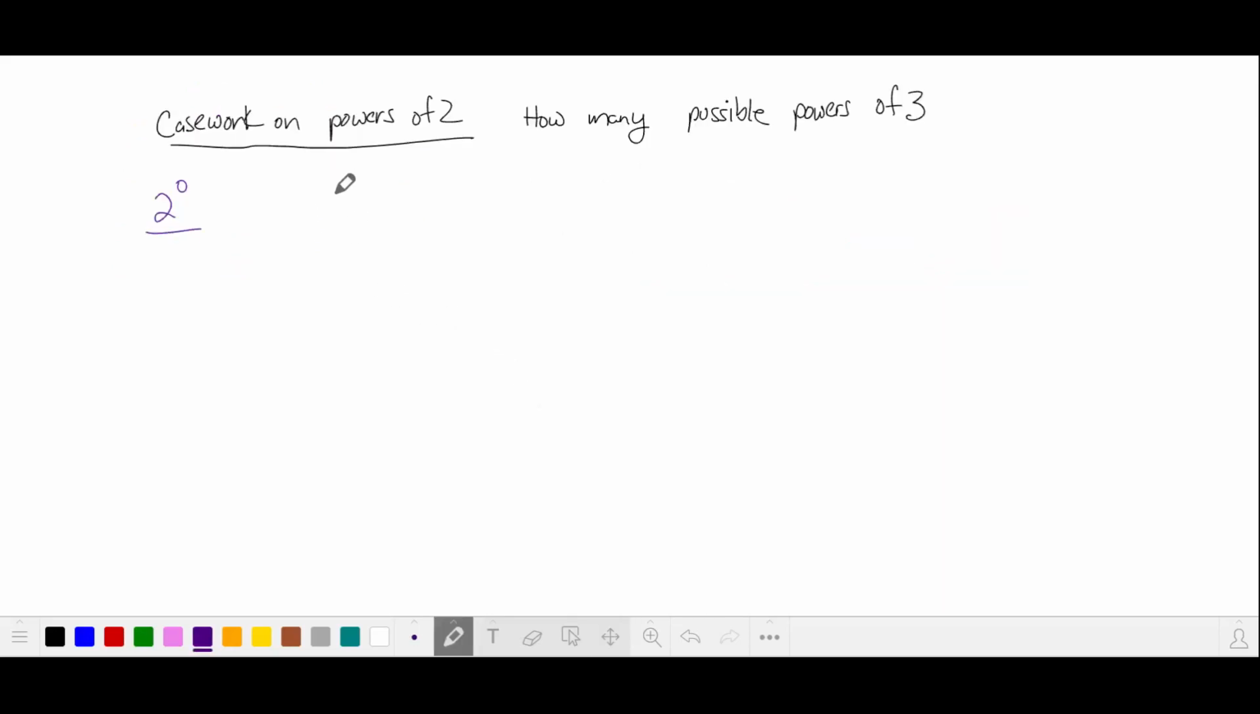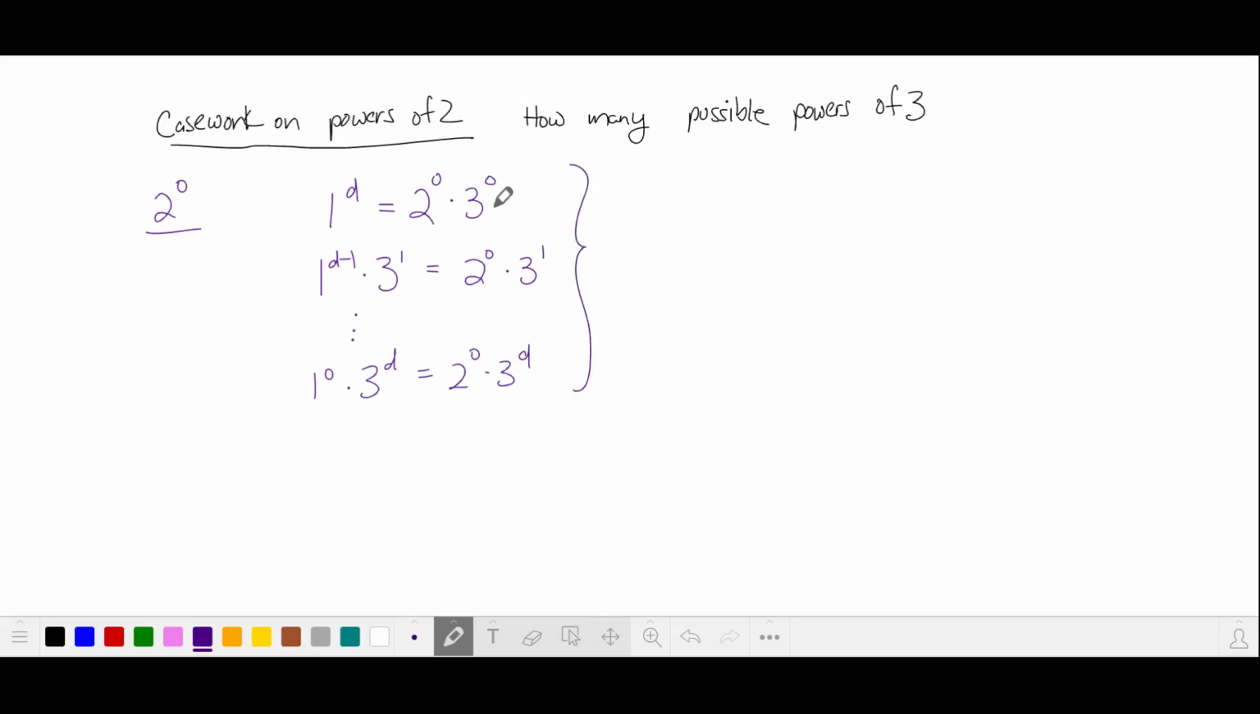If all of our d dice show a 1, then our prime factorization can be 2 to the 0 times 3 to the 0. If we have one fewer 1 and replace it with a 3, then the prime factorization is 2 to the 0 times 3 to the 1. We can replace all of our 1s with 3s until we have no 1s and all of our d dice are 3s. Restricting ourselves to the case where we have no 2s in our prime factorization, we have d plus 1 powers of 3.